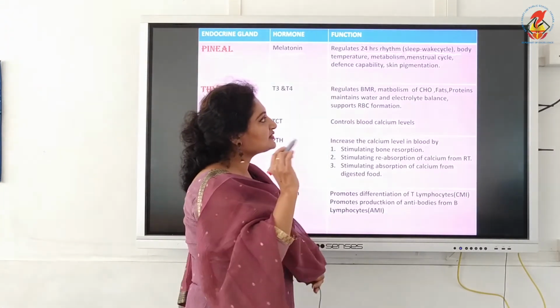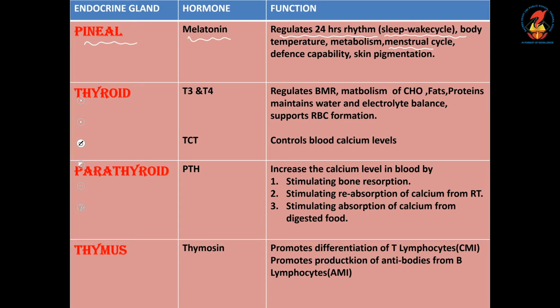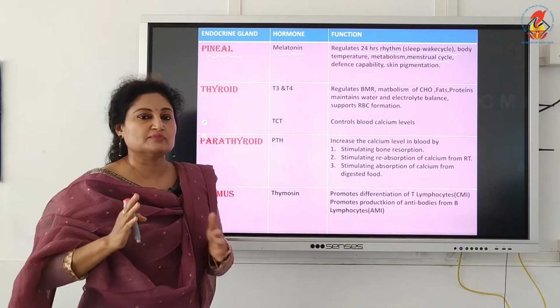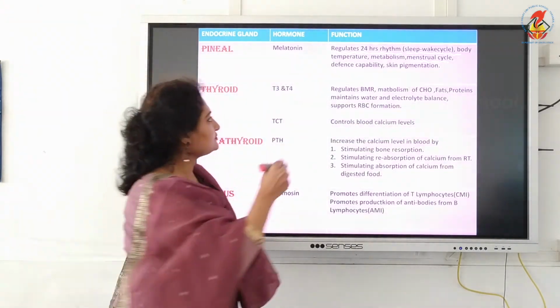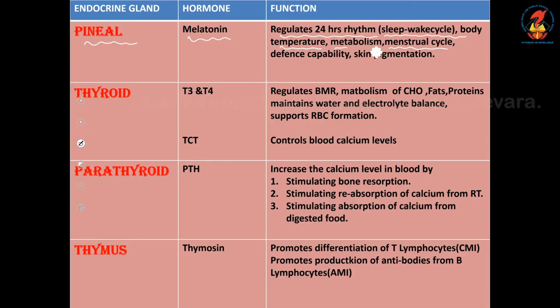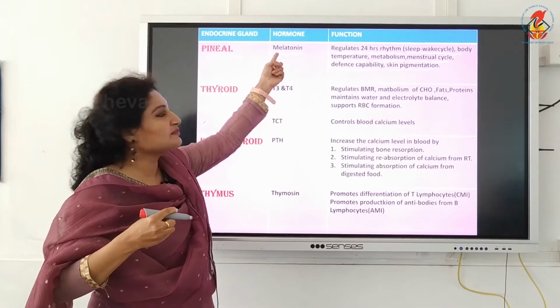Not only that, there's another biological cycle, the menstrual cycle. Correctly, it falls on the 30th day or 28th day or 40th day, whatever it may be. Almost around that time, we get our menses. That is correctly because of the melatonin. Then it also regulates temperature, metabolism, also to some extent the defense capability of our body, and to a very small extent it influences the skin pigmentation. That's why the name melatonin.